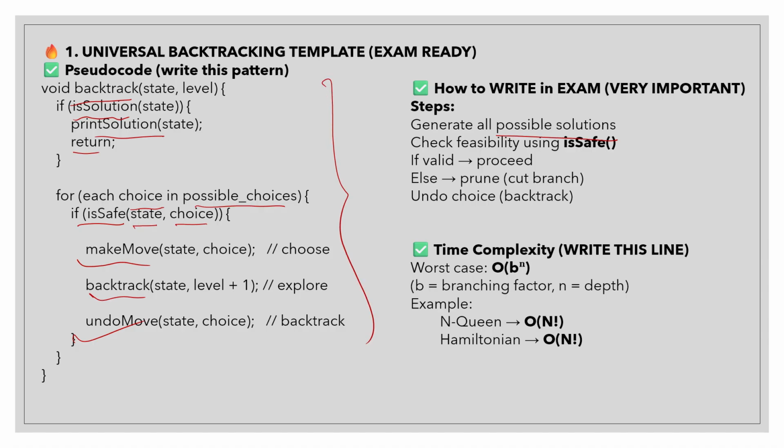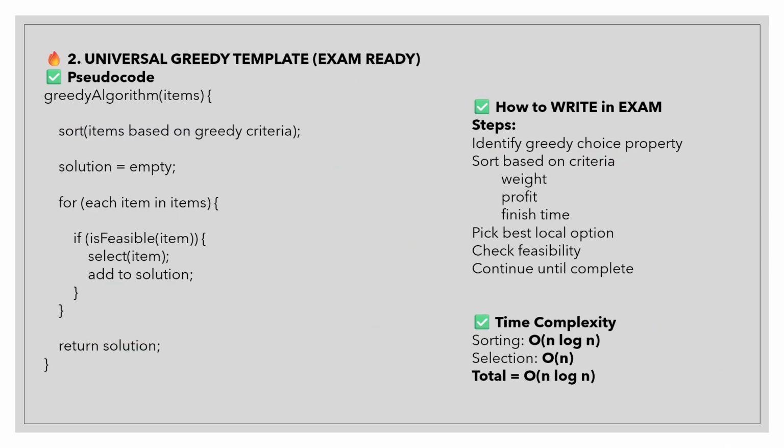Generate all the possible solutions. Check feasibility using is safe. If valid, proceed, else prune. Undo choice. Time complexity, like I was saying, order of b to the power n. Branching factor to the power of depth, n factorial in n queen and Hamilton cycle. So branching factor to the power of depth. This is your time complexity.